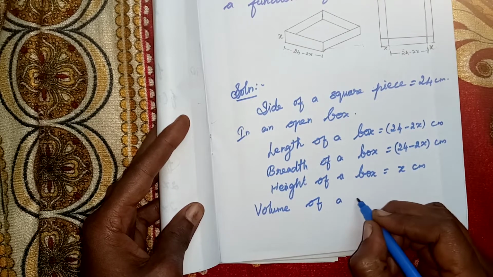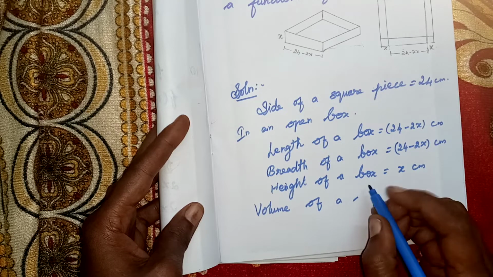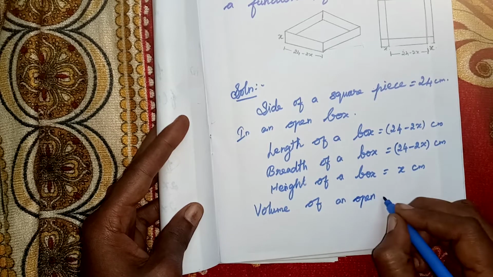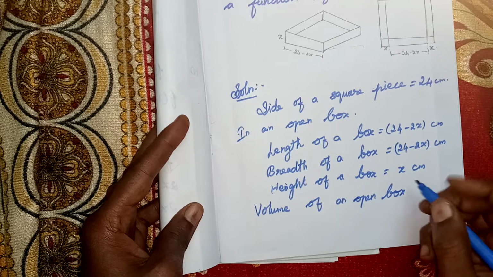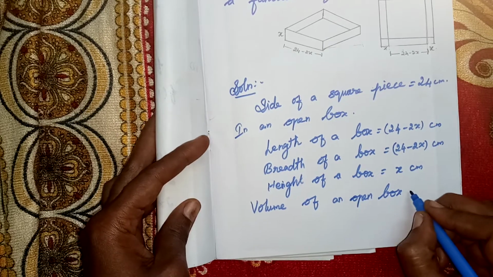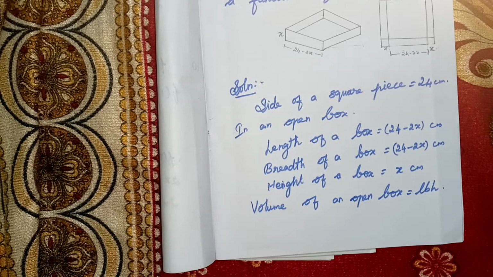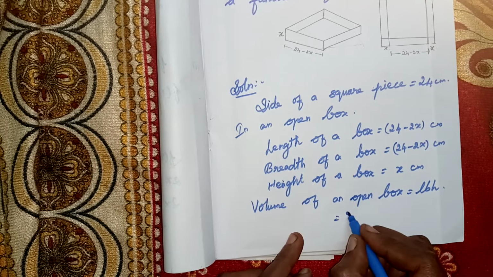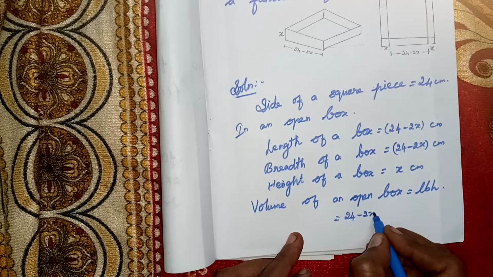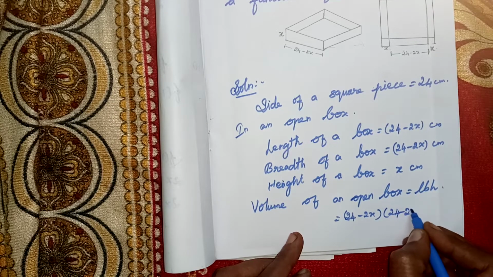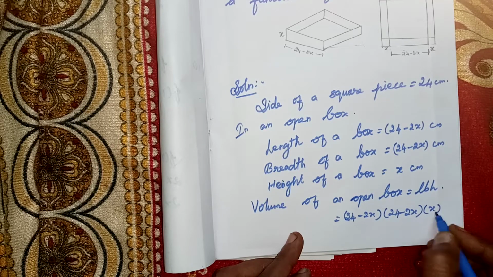Okay. Now, volume of a box we have to find out. Volume of an open box is equal to, the formula is LBH, length into breadth into height. When we multiply, what will we get? Length is 24 minus 2X, into breadth 24 minus 2X, into X.